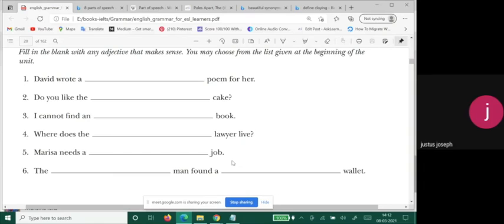The dash man found a dash wallet. Use contrasting elements. The dash man, young man, found a black wallet. If you use young man, then I am saying use contrasting element. What is the contrast of young? Opposite of young? Old. The young man found a... Can I use a? I have to use an. Right? The young man found an old wallet.